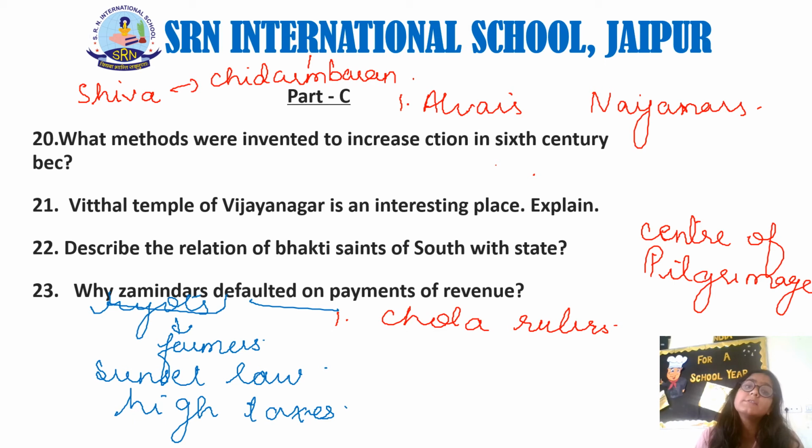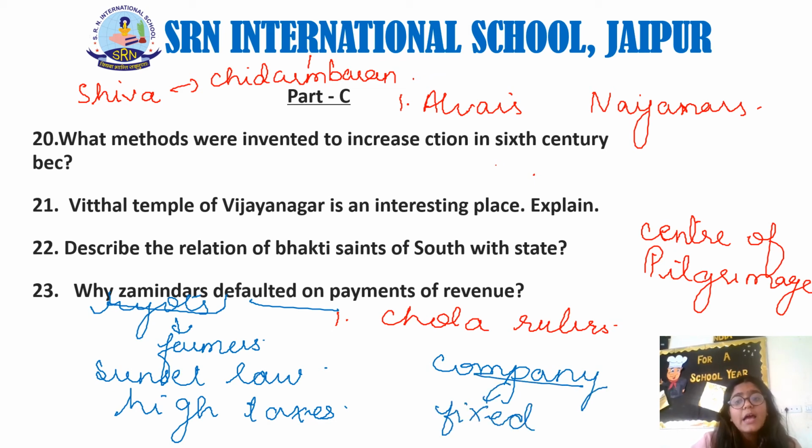And when zamindars went to the ryots, who were already suffering a lot because they were not producing anything, the ryots were not submitting the taxes, and zamindars were not able to submit them. The British company had already fixed that the zamindar has to acquire this much tax, and this fixed system was not suitable for zamindars. They were not able to collect enough tax, and that is why they defaulted on the payments.